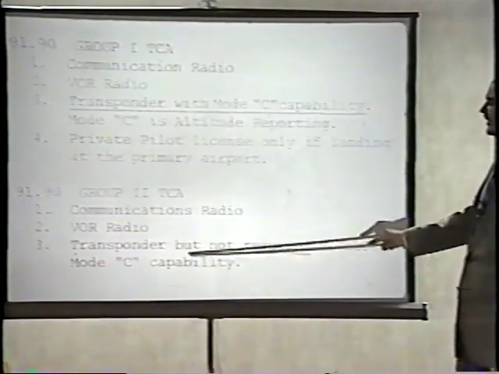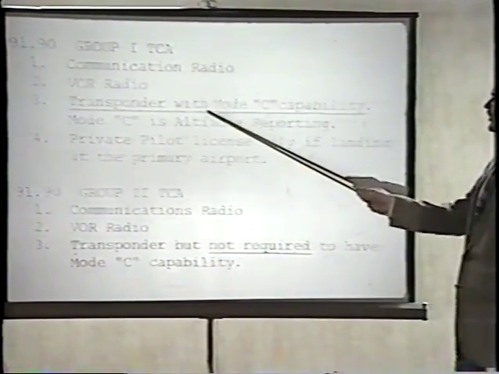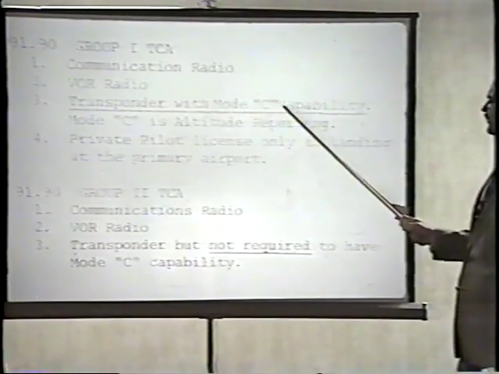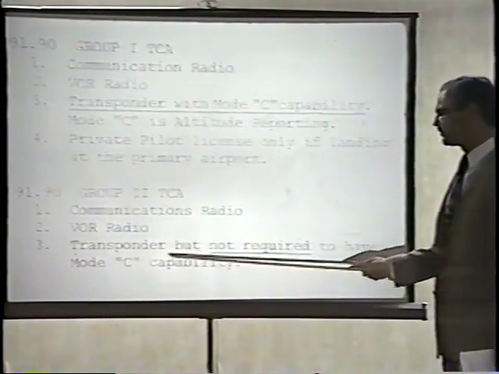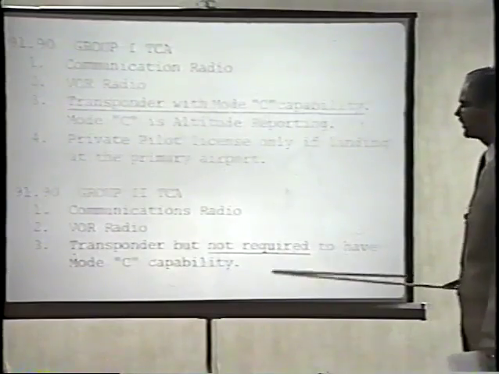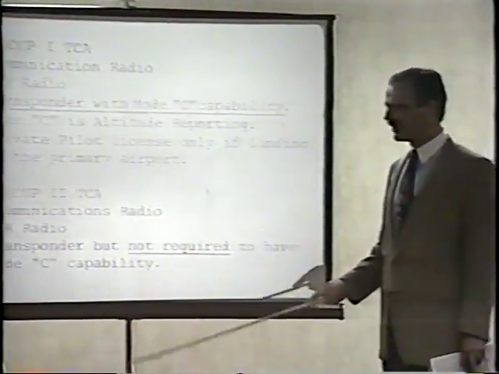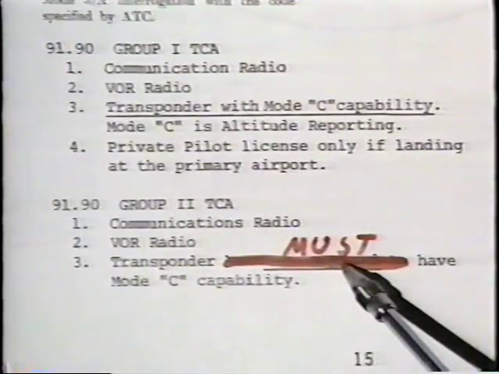Both require a transponder. However, notice that the Group 1 required a transponder with Mode C capability, and a Group 2 required a transponder but not required to have Mode C. Well, that's been changed now. I want you to know that a Group 2 is also required to have Mode C, so why don't you make that correction in your book there. The Group 2 TCA requires you to have a transponder with Mode C.